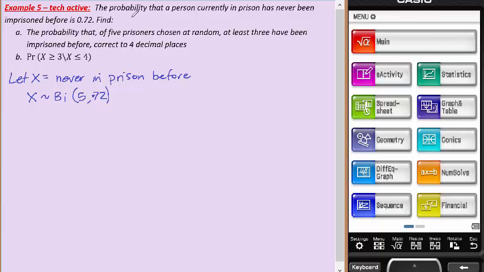So the first thing we're looking at for part A is, of 5 prisoners chosen at random, I'm going to write that down: x, n equals and p equals, because we're putting it into the calculator. So we want to flirt with our examiner by letting them know what we need. At least 3 have been in prison before, so x is greater than or equal to 3. n will be 5 people chosen, and p is 0.72.